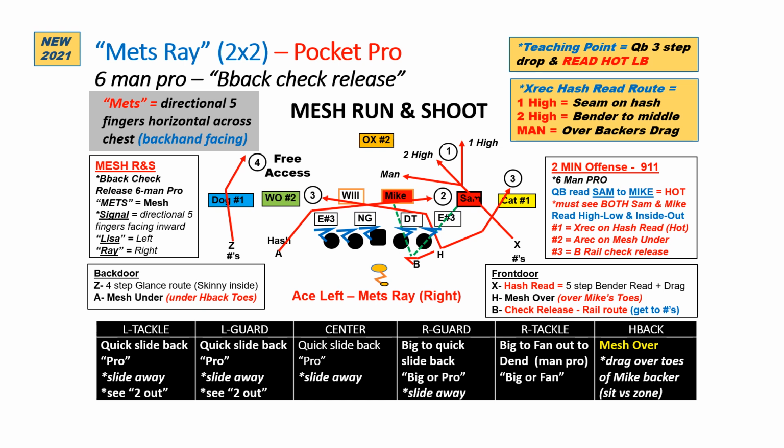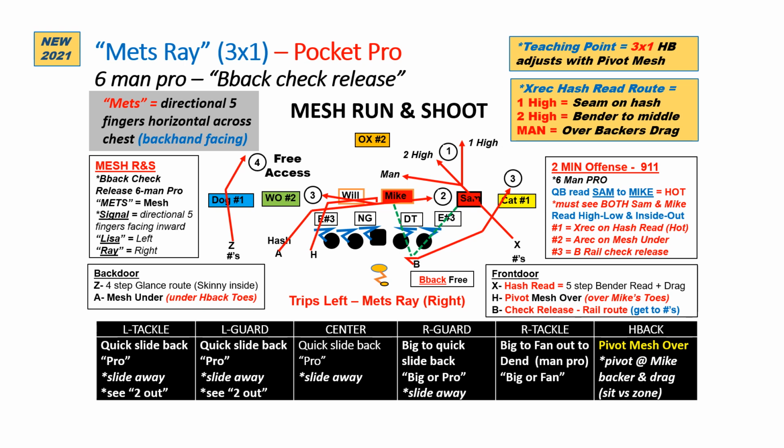If they fill, then we've got the X running his hash read route going to open space, and we would set and throw. Again, if we start to scan to the backside or we feel we have free access, then we've got the H on the over and the Z running the glance route.